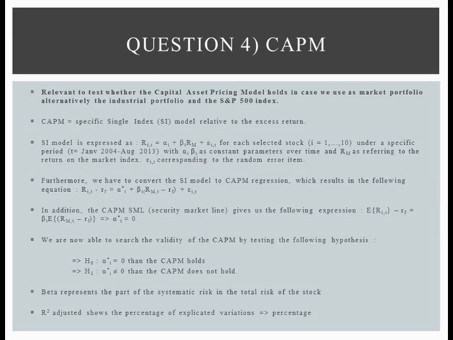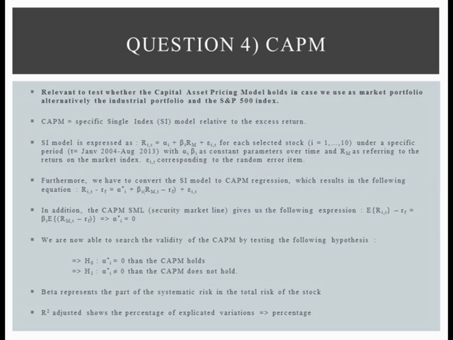And after, we have the details for the expressions of the capital asset pricing model on the slides. We are able to test the validity of the capital asset pricing model by testing the following hypothesis. The null hypothesis: alpha equals 0. If this is the case, we can say that the CAPM holds. If the alternative hypothesis, alpha different from 0, holds, we can say that the CAPM does not hold.